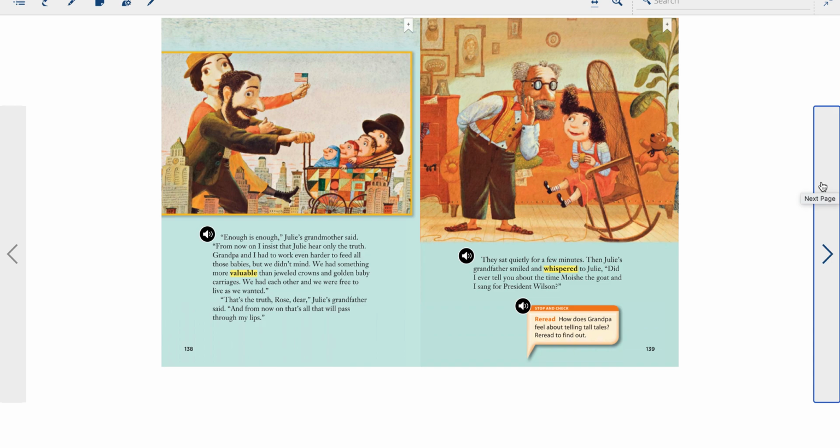They sat quietly for a few minutes. Then Julie's grandfather smiled and whispered to Julie, "Did I ever tell you about the time Mushi the goat and I sang for President Wilson?"